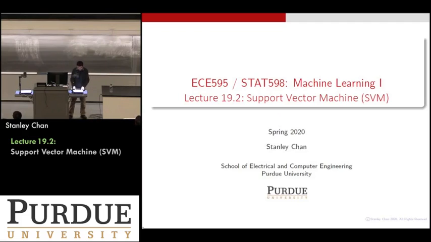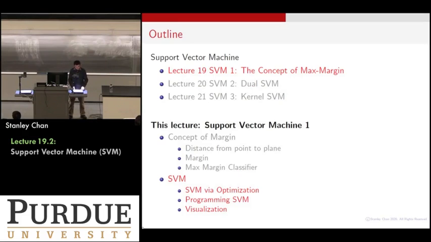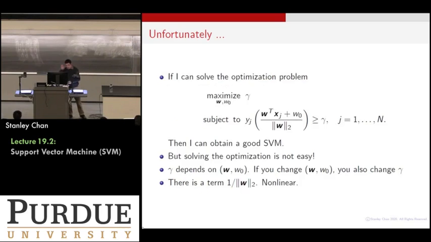So here goes the second part of the lecture. We are going to look at the support vector machine by drilling into the details of this optimization. We want to show you that this optimization can be modified into a form that we want. So let's start by looking at this problem.